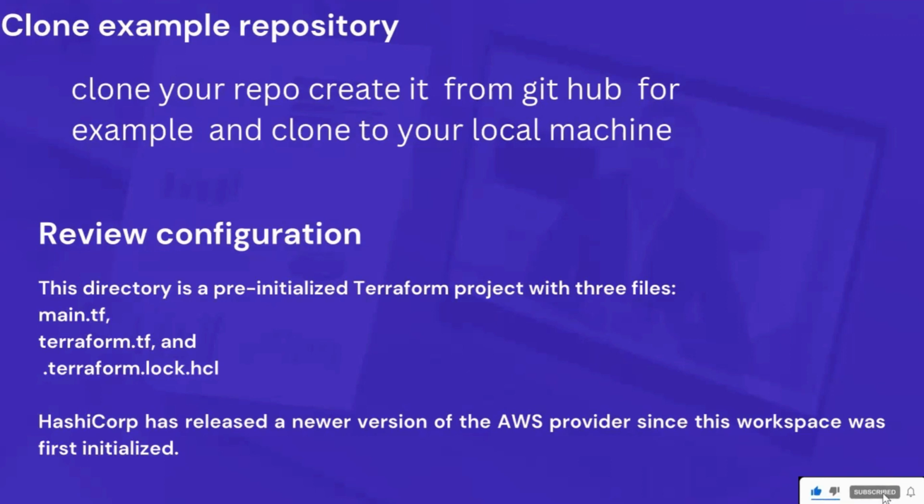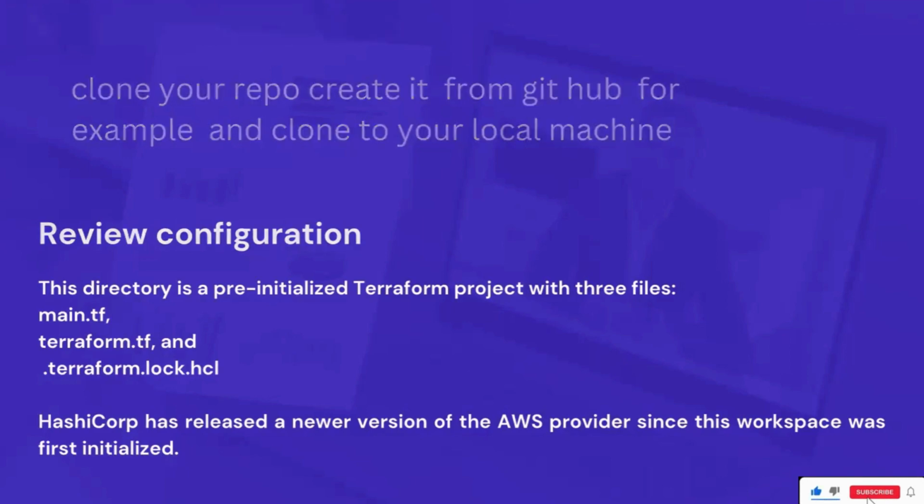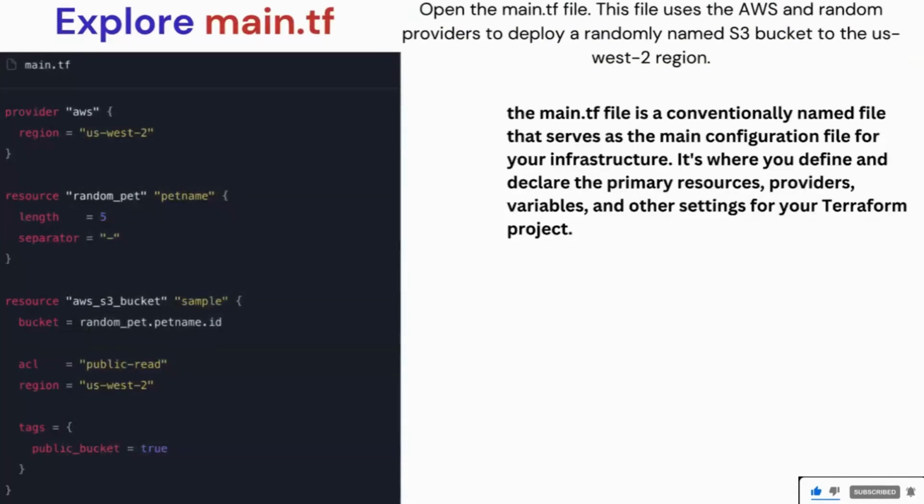So HashiCorp has released a newer version of the AWS provider since the workspace was first initiated, right? So think about it: main.tf file, terraform.tf file, and a lock file. We have to work on these things very frequently, right? Now we have to explore a little bit on the main.tf file. So open the main.tf file, or you can just use touch and create it, okay?